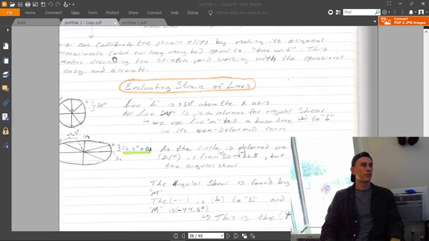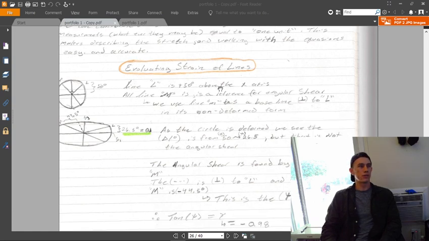So we can calibrate the strain ellipse by making its original measurements, whatever they may be, equal to 1 unit. So like 1 meter, 1 foot, 1 notepad length, whatever. That's why it's pretty easy to be accurate with it.